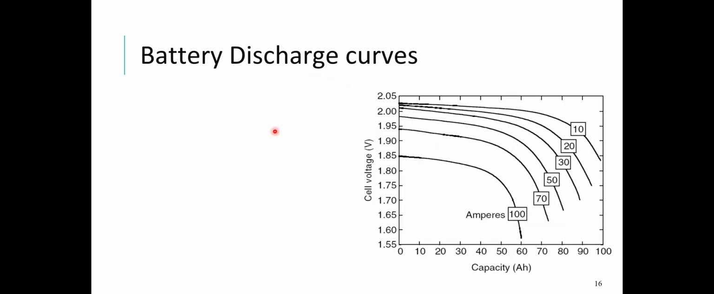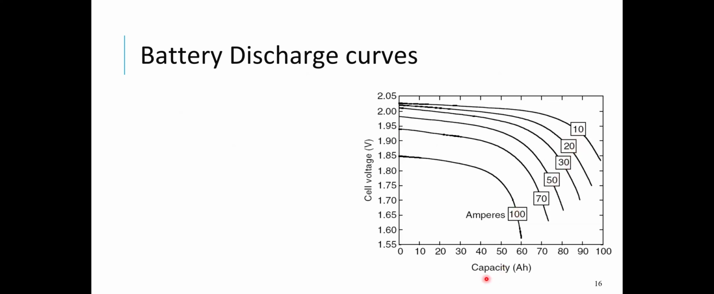Let's move on and look at some interesting properties of batteries, like a battery discharge curve. Again, here we're looking at a single cell of a lead acid battery. If you look at your car battery, it's a 12-volt battery. So in your car battery, you're going to have 6 of these cells in series to get the 12-volt design.